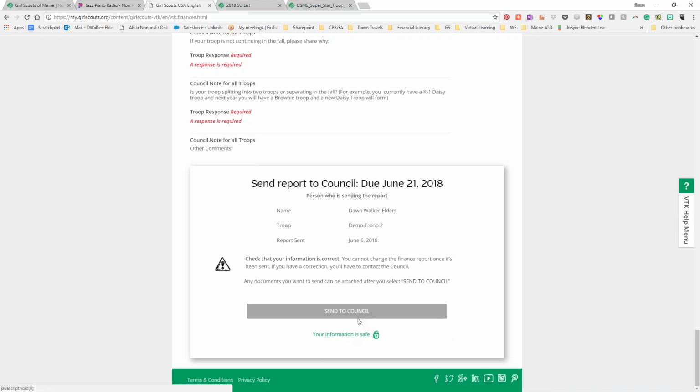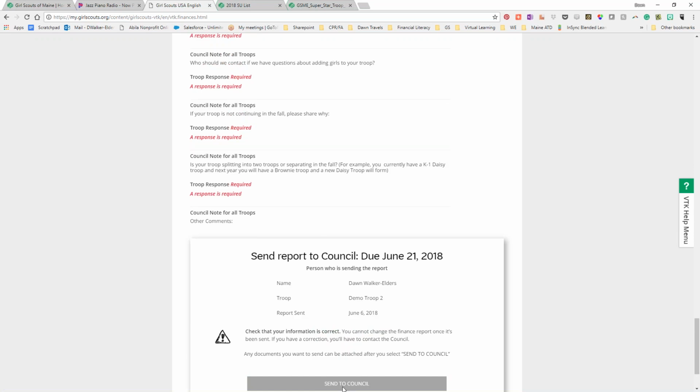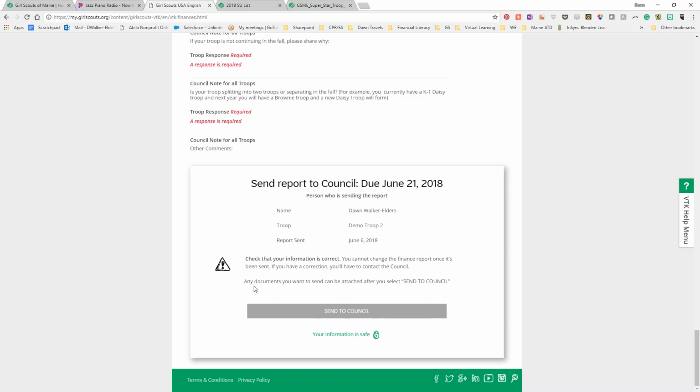Right. You can't tell, but it's not letting me click this send because there are things that are not completed. So it's not going to let me send, and it's not going to let me attach anything until I finish answering these questions. But this line right here, any documents you want to send can be attached after, gave me total palpitations the other day when I was trying to find it, because it's gray and it does not jump out. So if you know to look for it, you're all set.